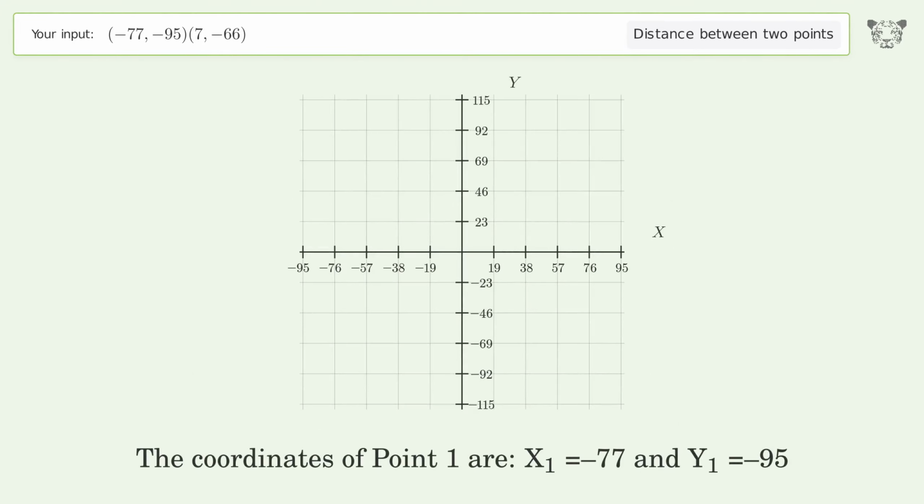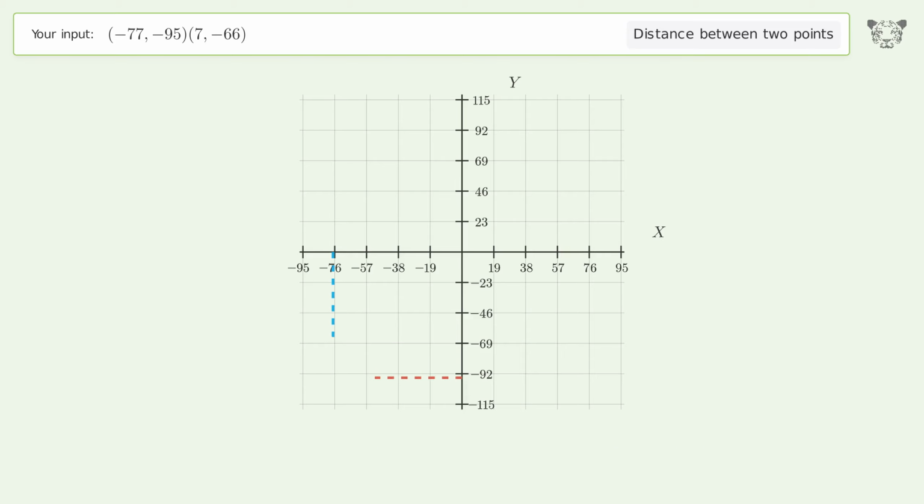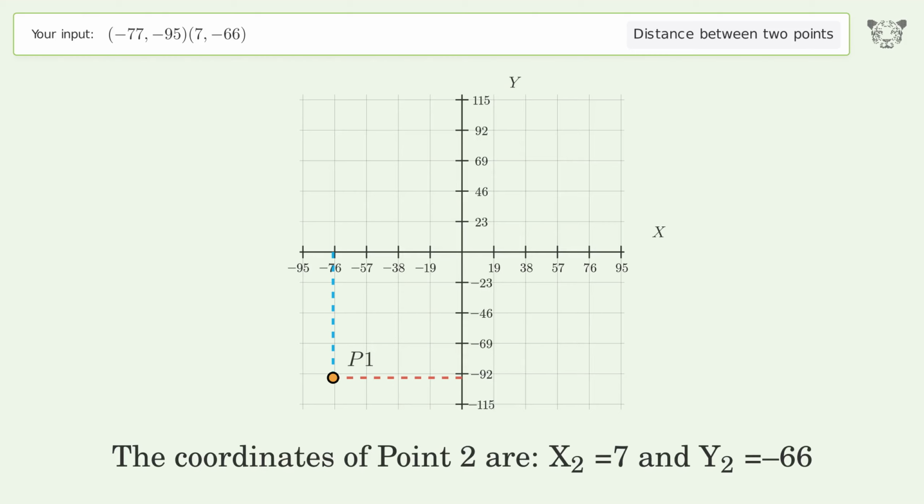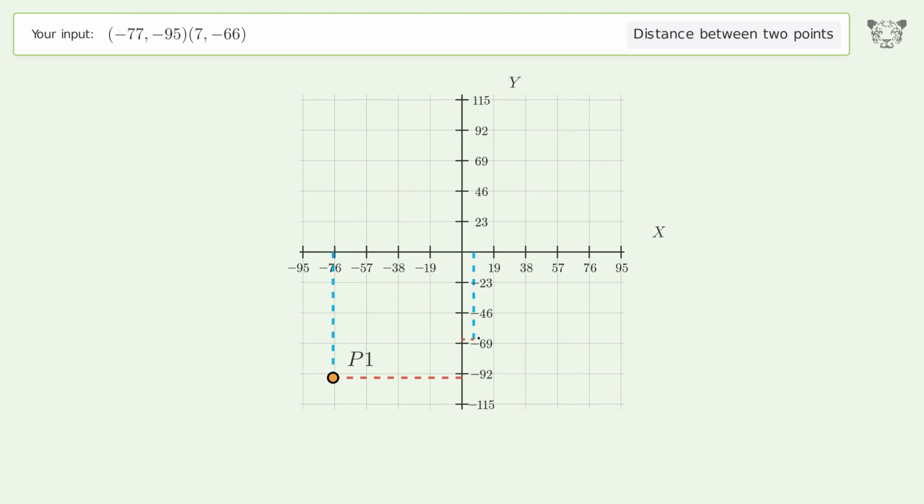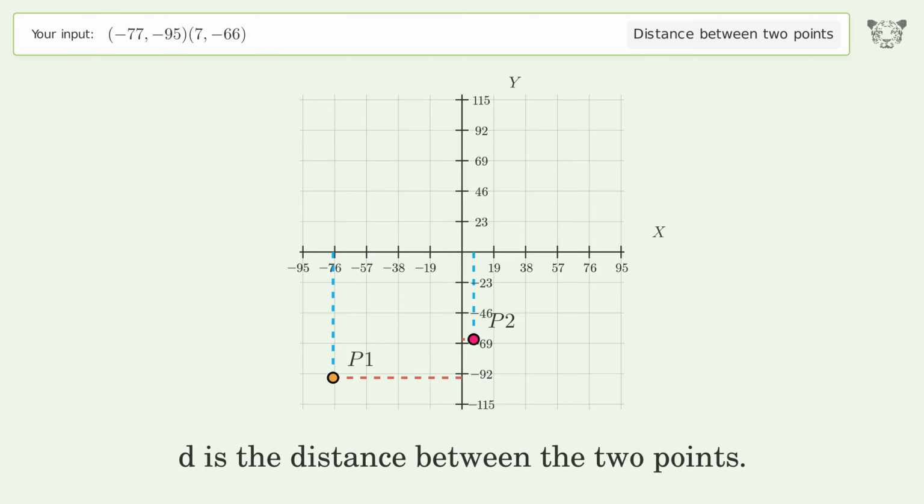The coordinates of point 1 are, x1 equals -77 and y1 equals -95. The coordinates of point 2 are, x2 equals 7 and y2 equals -66. D is the distance between the 2 points.